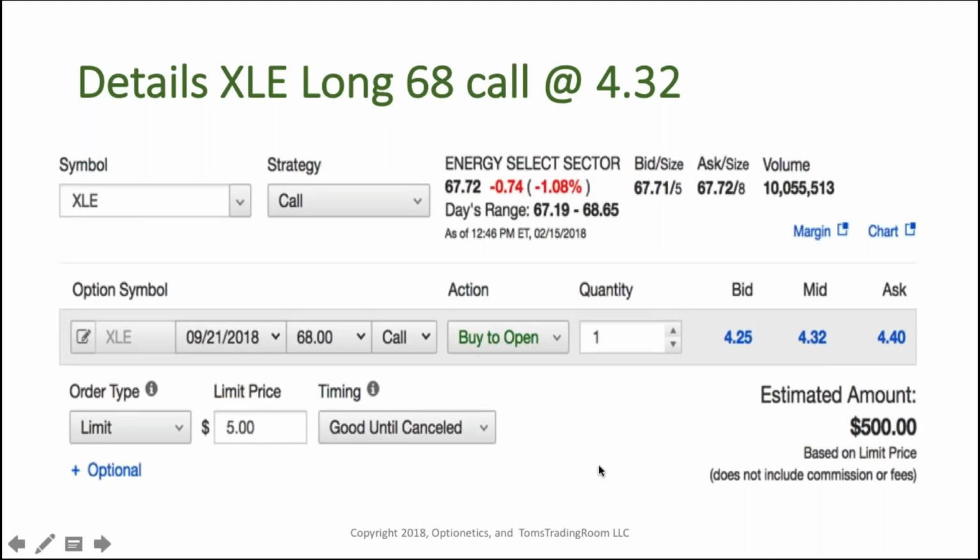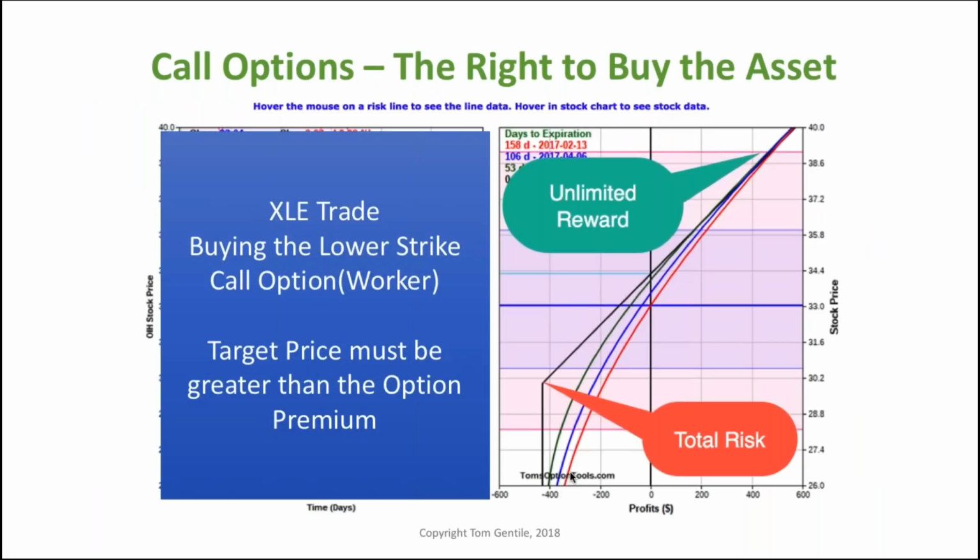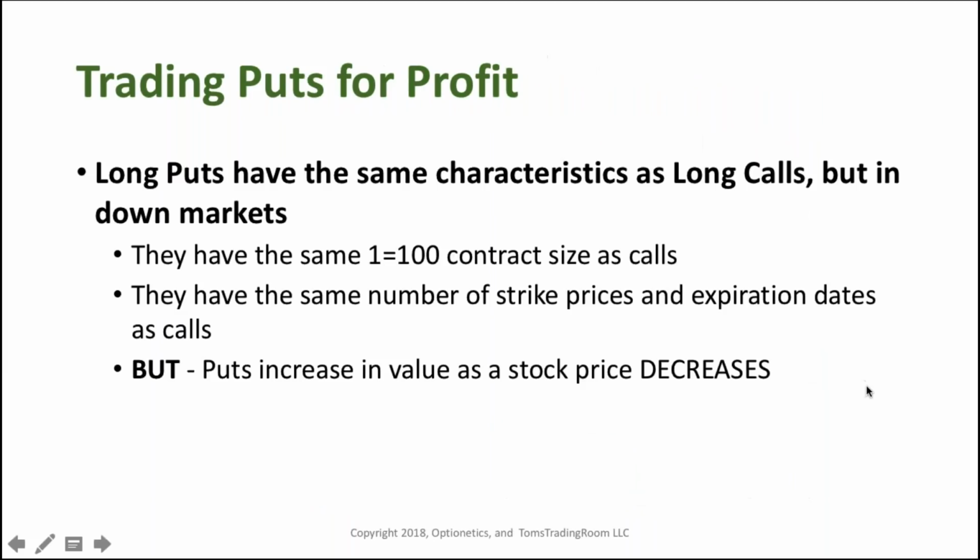So good till cancel order. That just means if it doesn't get filled today, perhaps it gets filled tomorrow, perhaps it gets filled next week. All right. And then this is what your option looks like on a risk graph. We know how much we paid for it, that $432, but look at the upside. The upside is unlimited until you get out of the actual trade. Okay, so that's the call option, the right to buy the asset.